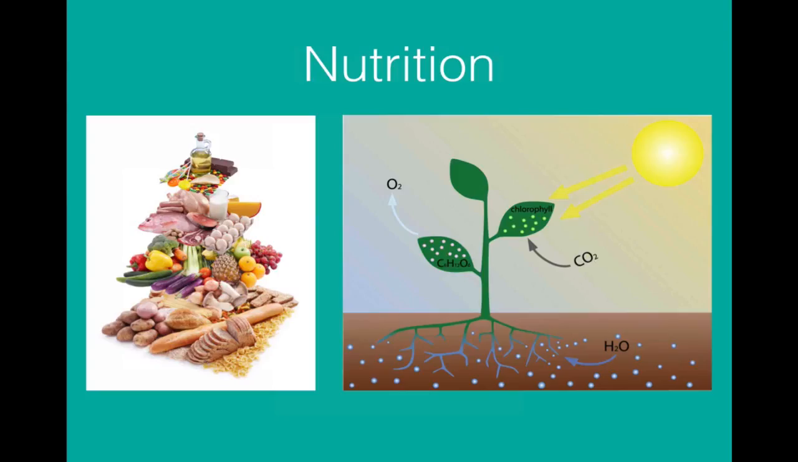The final one is nutrition, and nutrition is how the organism gets its raw materials to make new cells and to carry out its metabolic processes. Producers use photosynthesis and get minerals from the soil, in the case of plants, or water, in the case of waterborne plants or algae. Consumers like us get them through eating producers and other consumers.